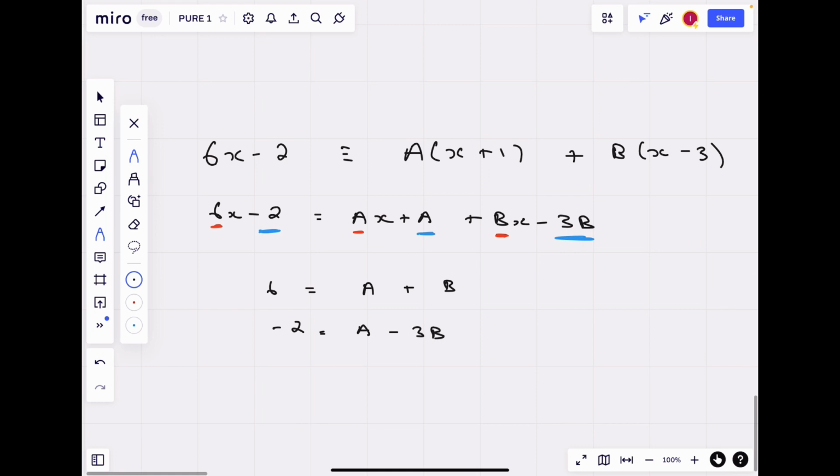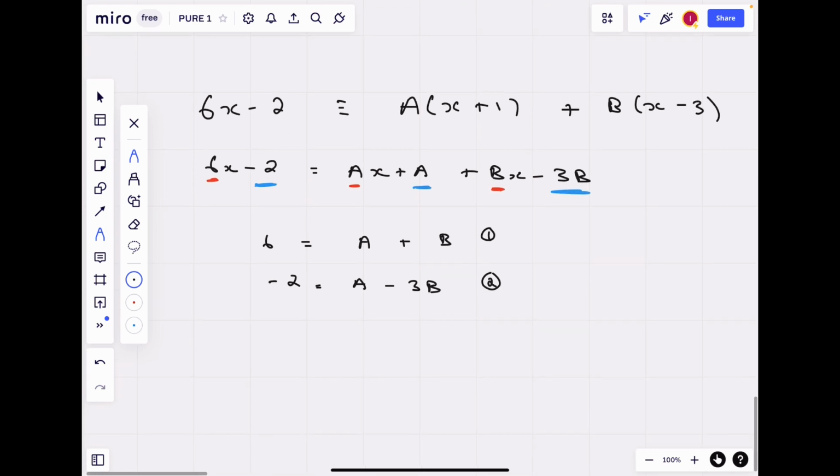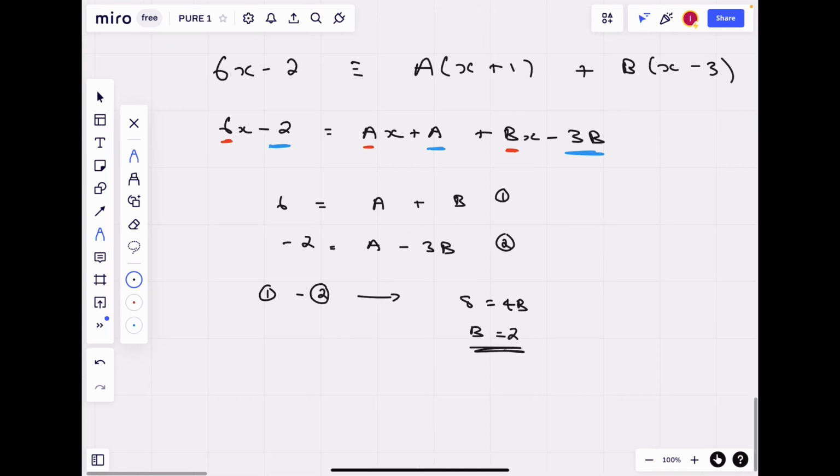Like this. What I've now got is a simultaneous equation. And now, from here, it's just a matter of solving. If I do 1 minus 2, I get 8 equals 4b, so that means b equals 2. And when you substitute b equals 2, you get a equals 4.